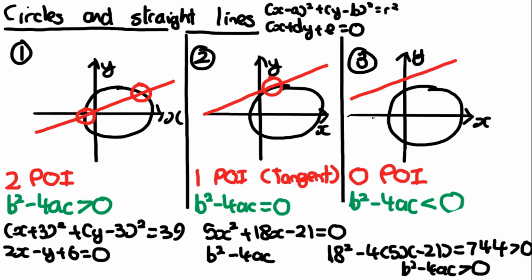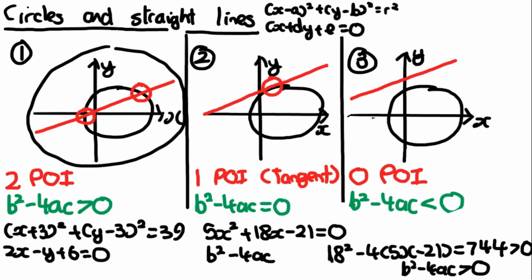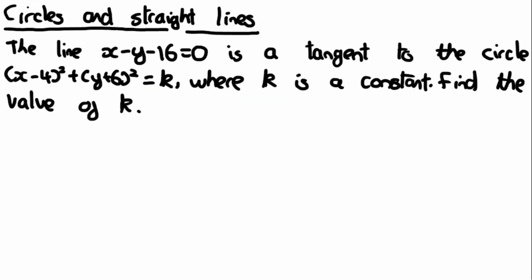So therefore we can conclude that for this circle and this straight line there are going to be 2 points of intersection, and it's going to look like this, where it passes straight through the circle. So this is a very common exam question. They can give you the equation of a line and the equation of a circle, and there's an unknown constant in there somewhere, and they tell you how many points of intersection there are.